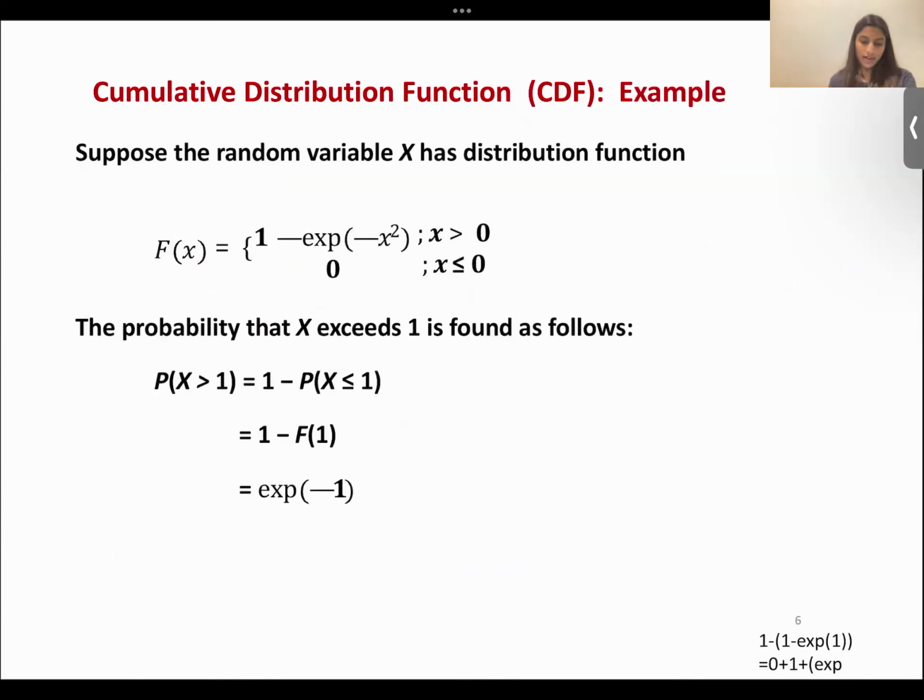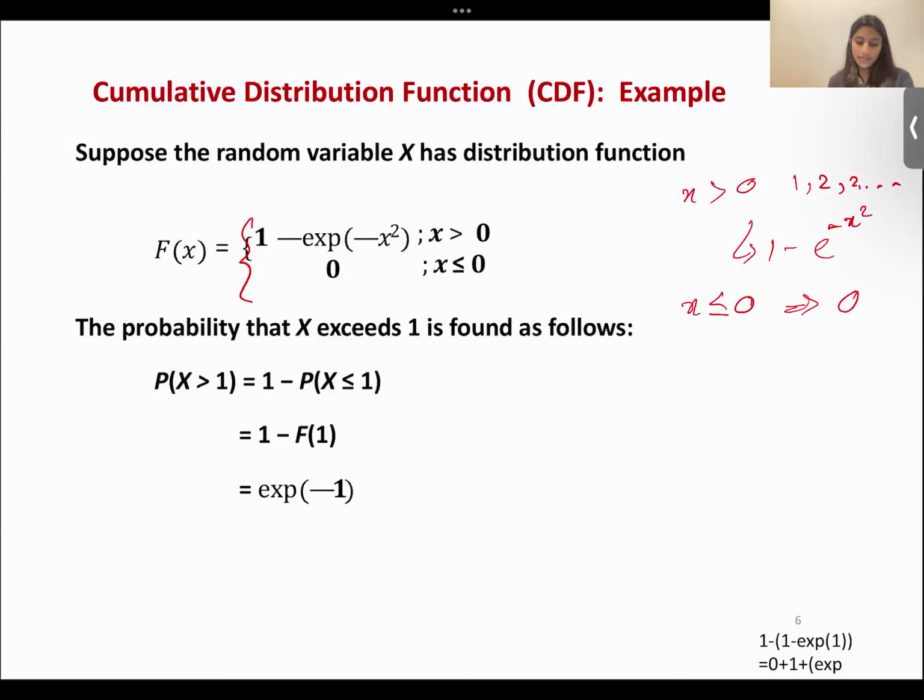Suppose the random variable x has the distribution function: if x is greater than 0, like 1, 2, 3, or any number greater than 0, it follows the function 1 minus exponential of minus x square, so it's e power minus x square. And if x is less than or equal to 0, the function is just 0.